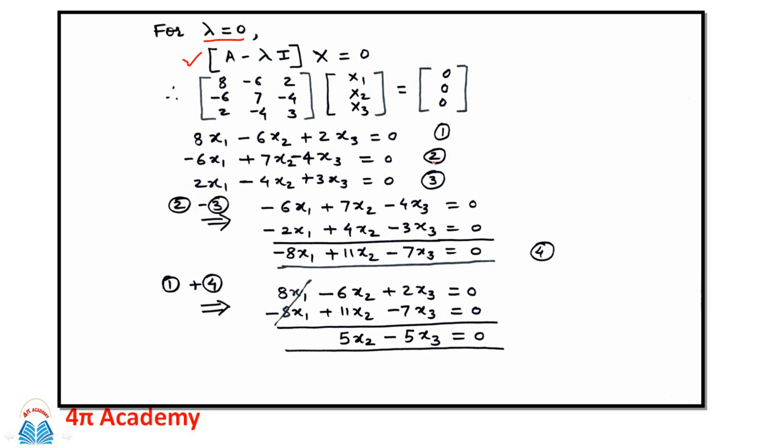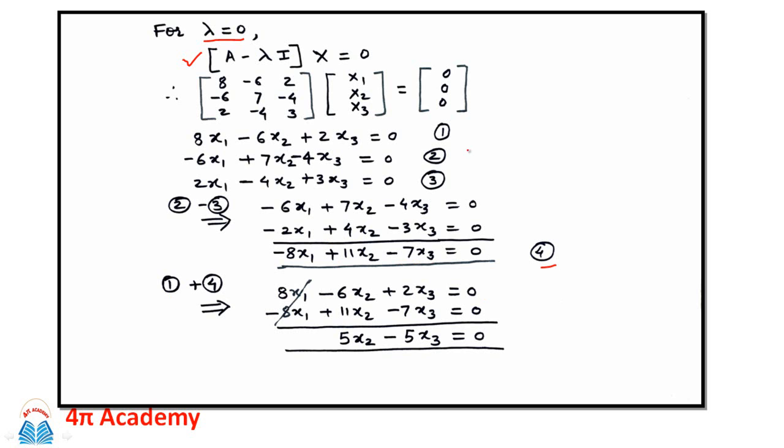So let us perform one operation. Let us subtract equation 3 from equation 2. By subtracting equation 3 from equation 2, we get minus 6x1 plus 7x2 minus 4x3 equal to 0, minus 2x1, this minus will become plus, so it will be plus 4x2, then minus 3x3 is equal to 0. So this will be equal to minus 8x1, then this is plus 11x2 minus 7x3 equal to 0. So let us say that this is equation 4.